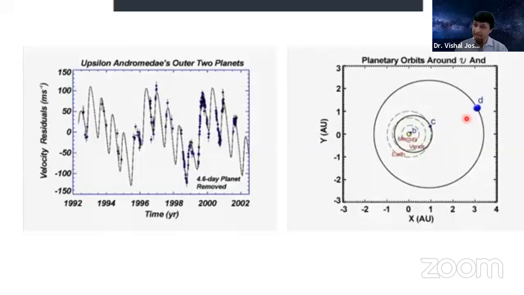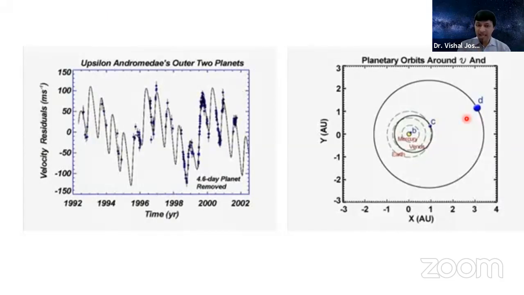Around the star. Remember, all these methods are indirect methods. We are not directly looking at the planet, but we are looking at the star and measuring the stellar properties, whether it's motion or its transition, its brightness. We are indirectly getting information about the planets.